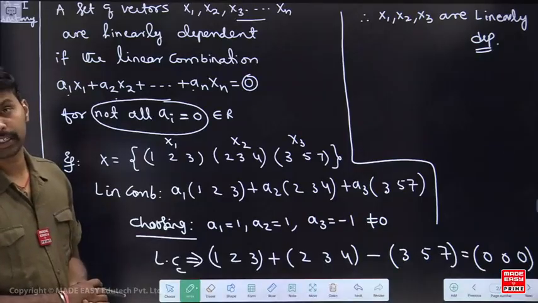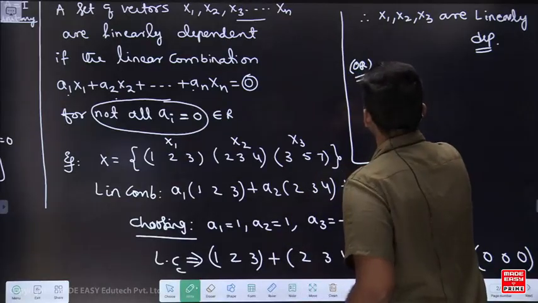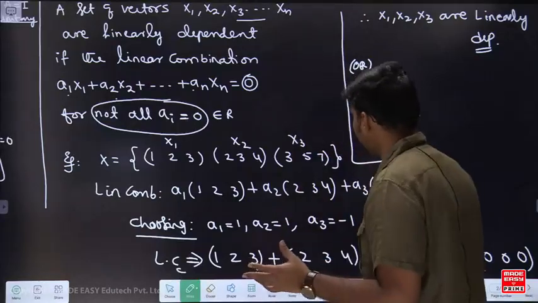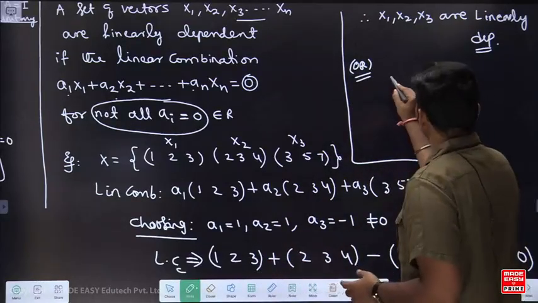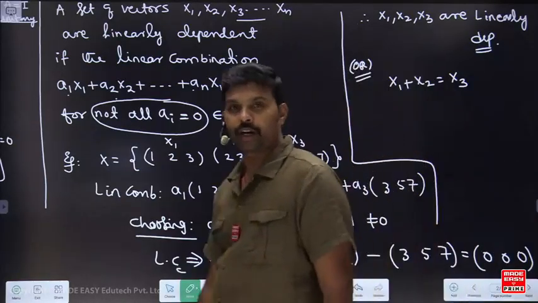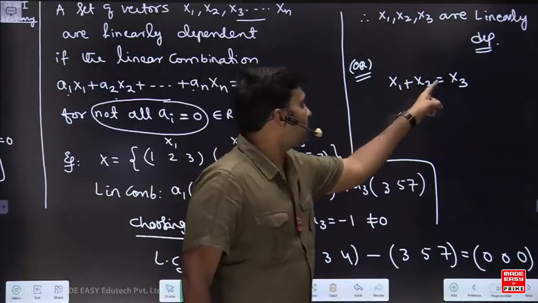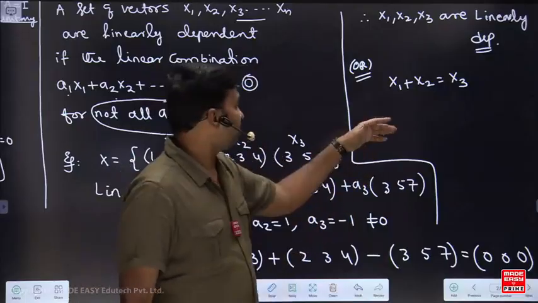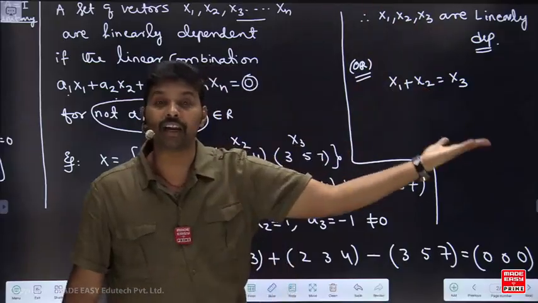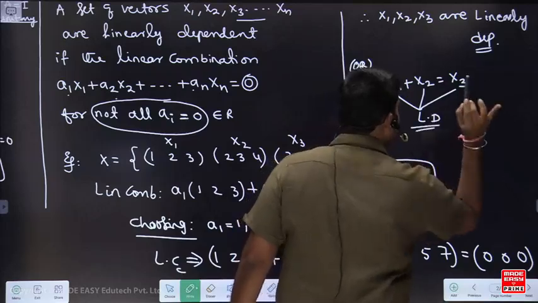Can I write it in a simple way? I just want to write the linear dependency in a simple way. The practical way of understanding is that here, can I get x1 plus x2 is equal to x3 or not? So x1 plus x2 is equal to x3 means what? The linear combination of x1 and x2 is giving you another vector x3. So these three vectors are linearly dependent, you can say that.